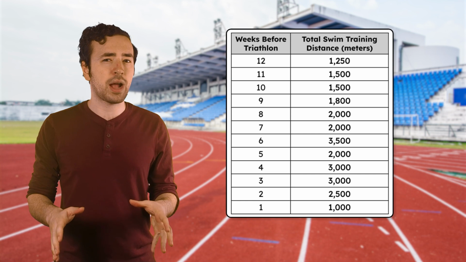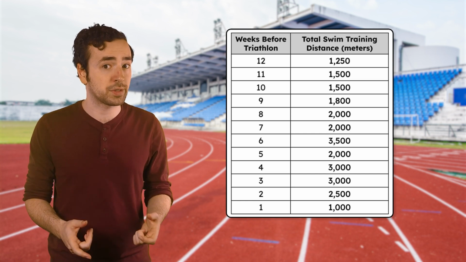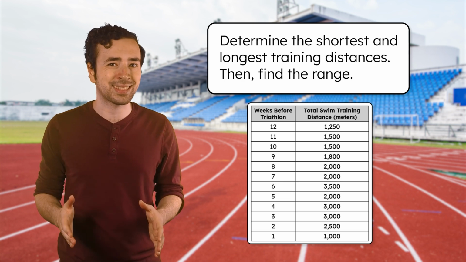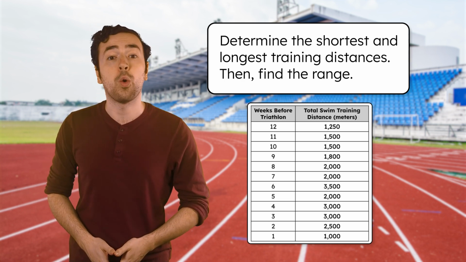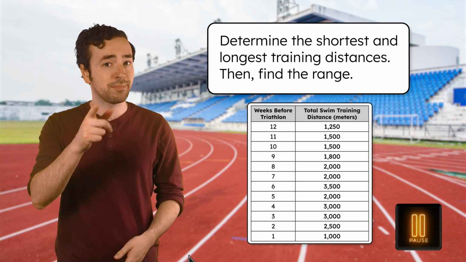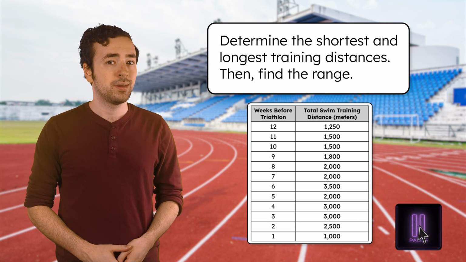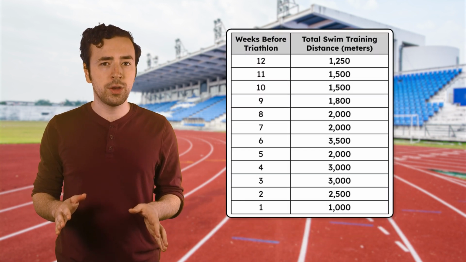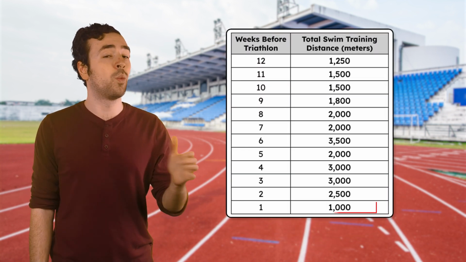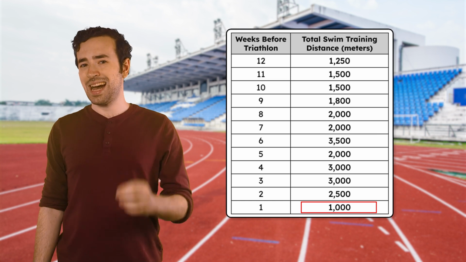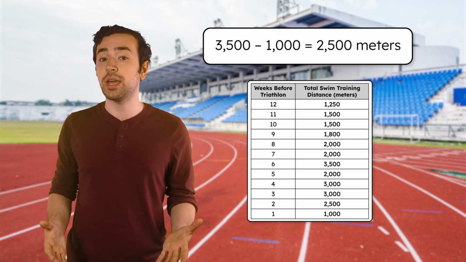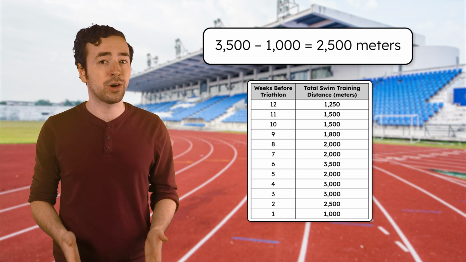But before we create a graph, we should really analyze the data ourselves. Pause here to determine the shortest and longest training distances and the difference between them, or the range. Record your thinking in your guided notes. The least amount of meters trained per week, or shortest distance, was 1,000 meters, and the highest amount was 3,500 meters. This shows us a range of 2,500 meters.